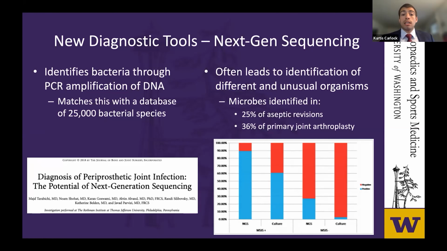Some criticisms of this technique have been that it's maybe overly sensitive. It's often led to the identification of different and unusual organisms, with microbes being identified in about a quarter of aseptic revisions and over a third of primary arthroplasty patients. So these positive results have begun to raise some questions of are these bacteria that we're identifying with next generation sequencing truly representing an infectious pathogen, or are we identifying bacteria that may have been a contaminant, or perhaps are we even beginning to see signs of an intra-articular microbiome that we're just now beginning to learn about?